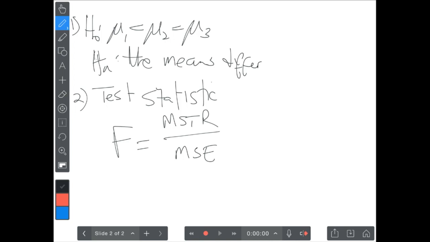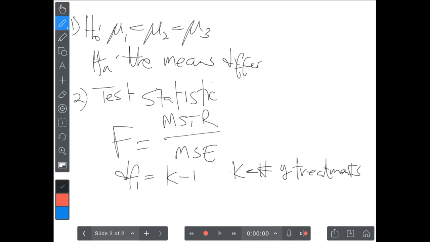Another thing that we need is two different degrees of freedom. The numerator has a degrees of freedom, which we'll call df1, and the denominator has a degrees of freedom, which we'll call df2. It turns out that df1, the numerator degrees of freedom, is k minus 1, where k is the number of treatments. In our problem right now, the number of treatments would be 3 machines. 3 minus 1 would be 2. So k equals the number of treatments.